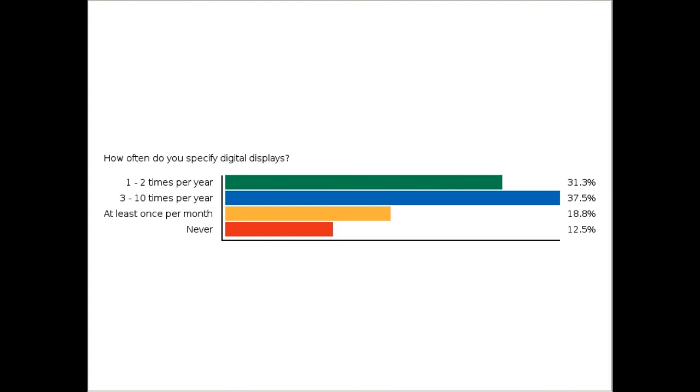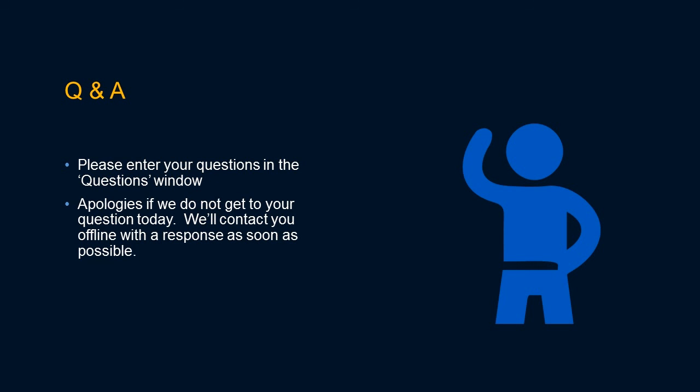So I'll give everyone a couple of seconds to take that poll, and then we will move on to our last Q&A. So it looks like everyone is pretty much voting here. So it looks like mostly 3 to 10 times per year, 1 to 2 or once a month. Only very few of you never do, which is good. So we're going to move on to our last Q&A section, and I have one question for you, Joe.